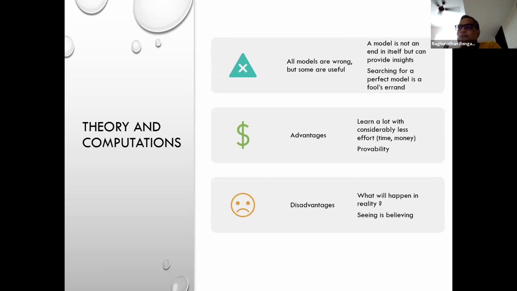With experiments, you can see something once, twice, but you have to do it multiple times to make sure that what you're seeing is really true. Of course, the disadvantage of modeling is what will happen in reality. If you're just a modeler, you're always left with the doubt of what's going to happen when you actually put these models to use, when the rubber meets the road.